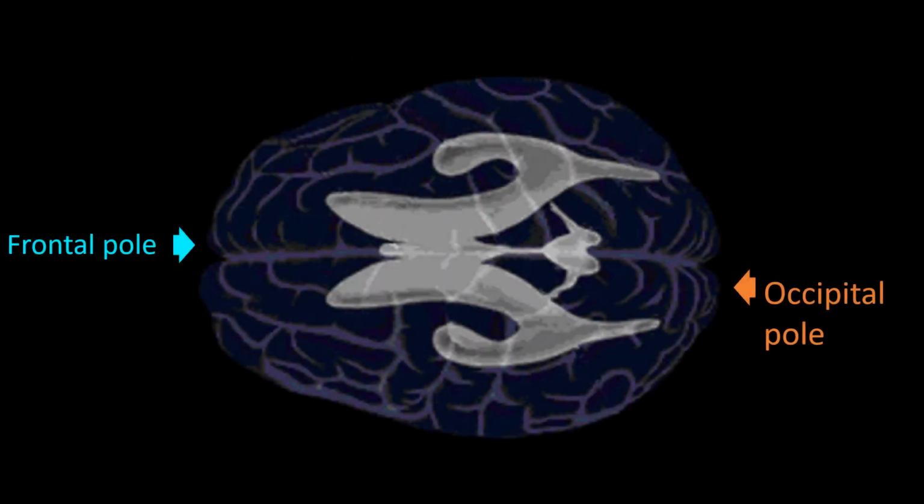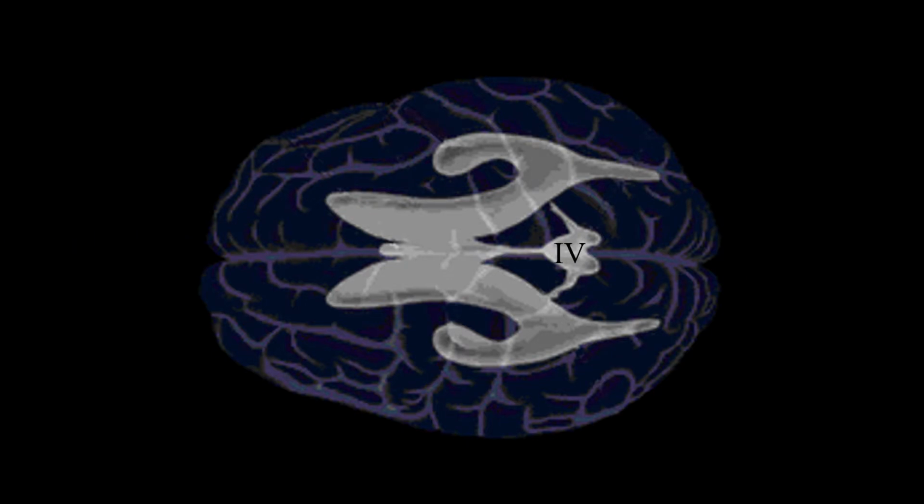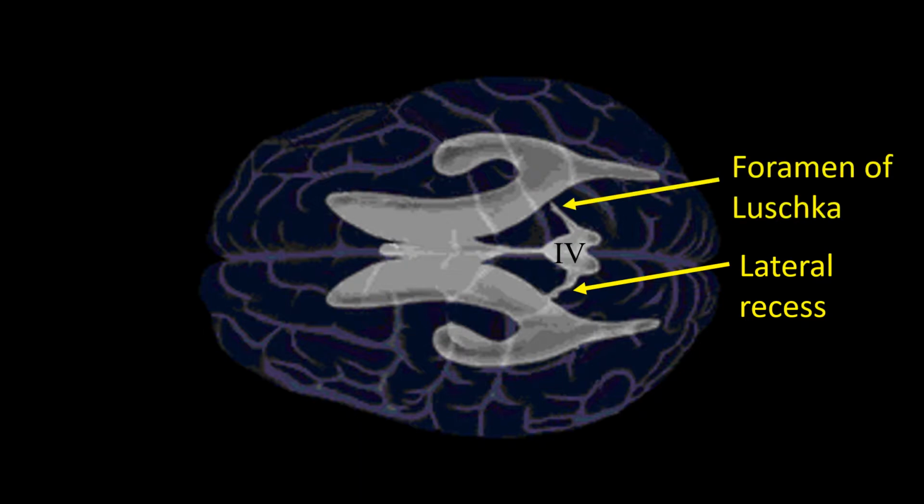Now, I would like to illustrate the ventricles from the top view. Here, as you can see, I have indicated the frontal and occipital poles. Now the fourth ventricle, the lateral recess ending in the foramina of Luschka, the third ventricle, and the lateral ventricles.